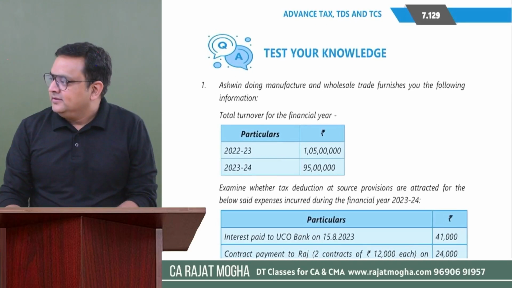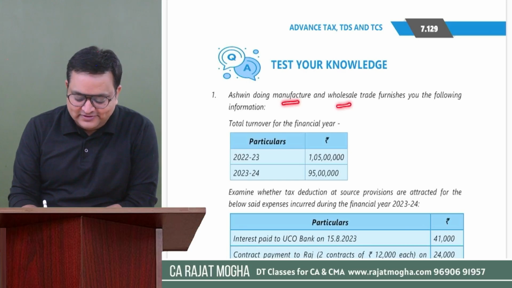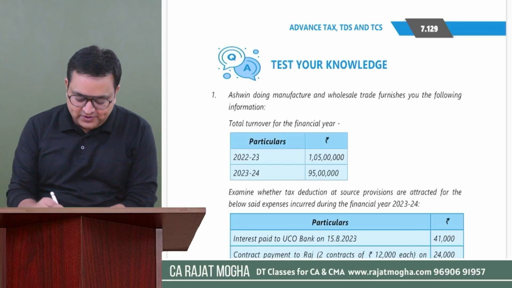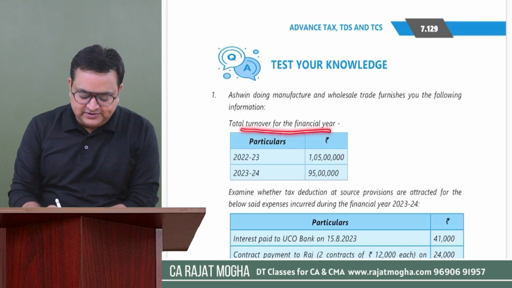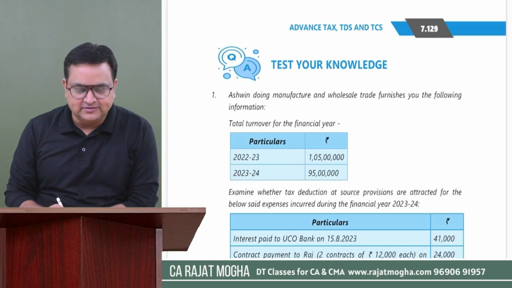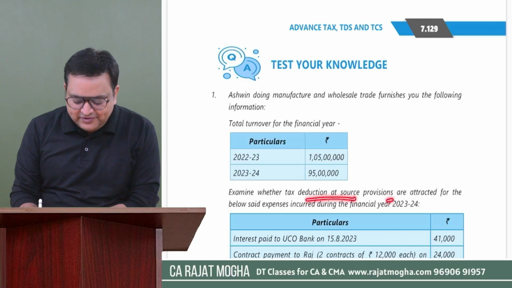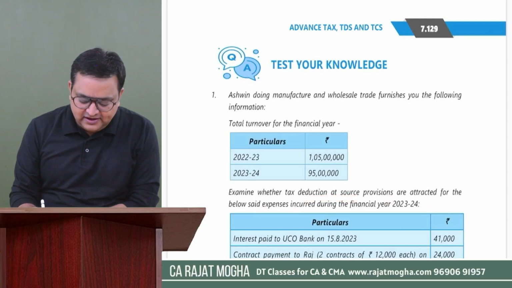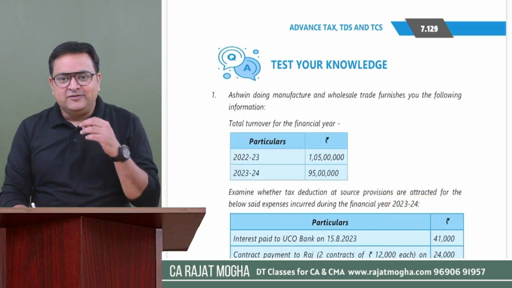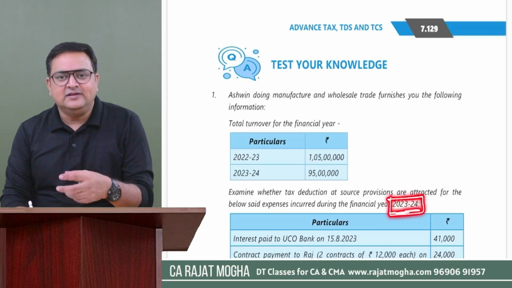Okay. So we know the first question says, Ashwin doing manufacture and wholesale trade furnishes you the following information. Okay, some information has been furnished to us. Total turnover of the financial year 22-23 and 23-24 turnover is mentioned to us. And they are asking, examine whether TDS provisions are attracted for the below said expenses incurred during the financial year 23-24. Okay. First understand. We have to examine whether in this year, in 23-24, whether TDS provisions would be attracted or not.